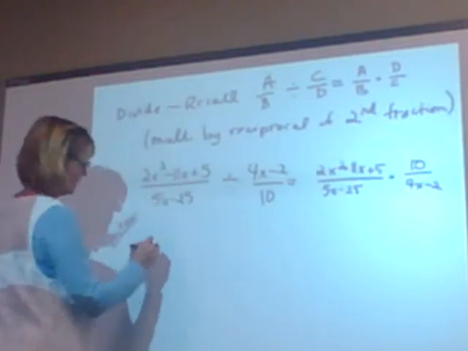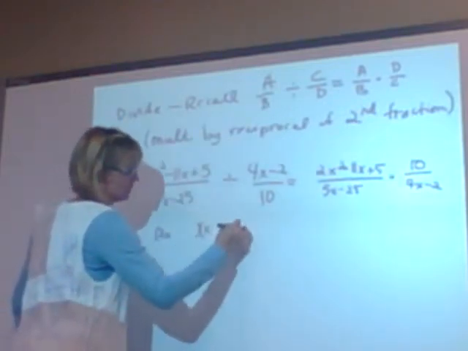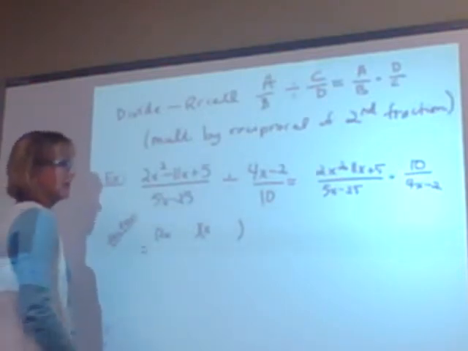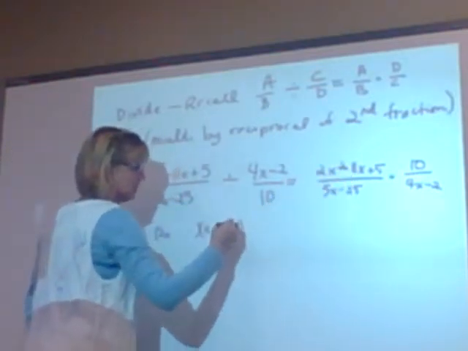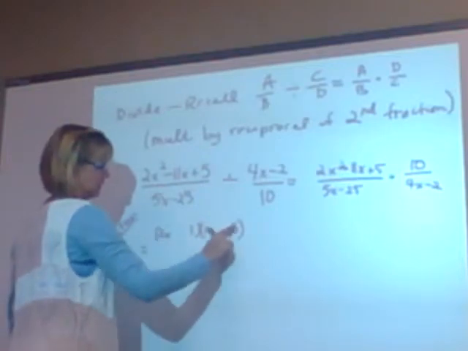Factoring 2x squared is going to be 2x and x. Factoring 5 has to be 5 and 1, and I want to get all the way up to 11, so I'm going to put the 5 on the outside so that these can go together.